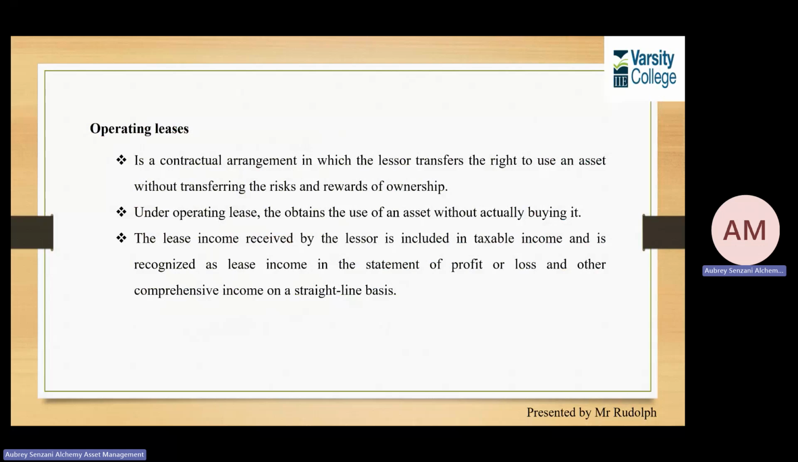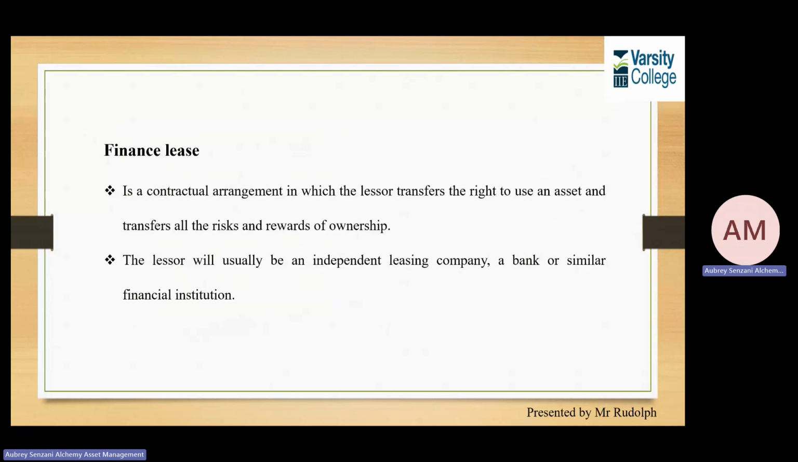Mentioned that the lease income received by the lessor is included in taxable income. That's on the side, obviously, of the lessee, okay, and is recognized as lease income in the statement of profit and loss and other comprehensive income on a straight line basis. Okay, right. So they're basically saying you can, as a business leasing a building as a lessee, obviously include that payment in your income statement. Obviously, it's going to be an expense on your side.